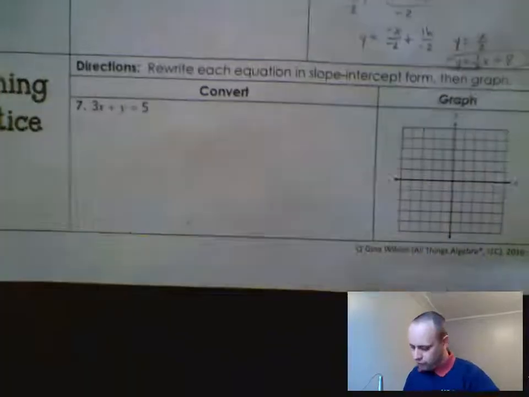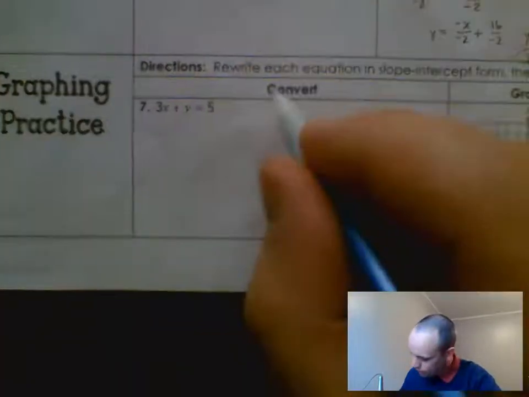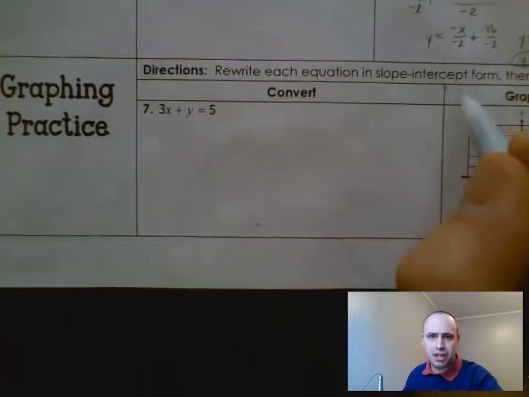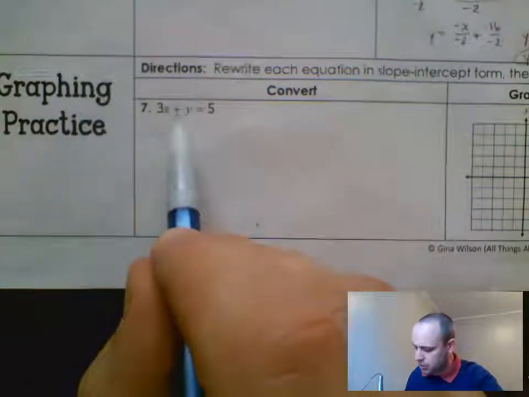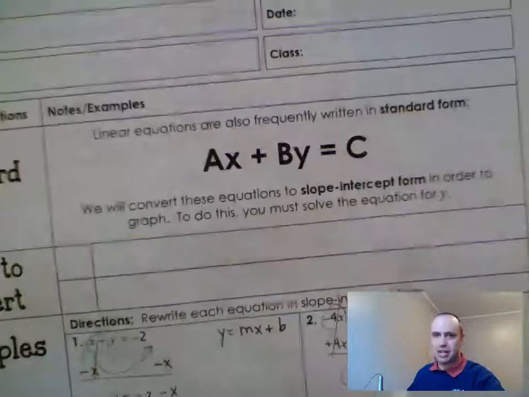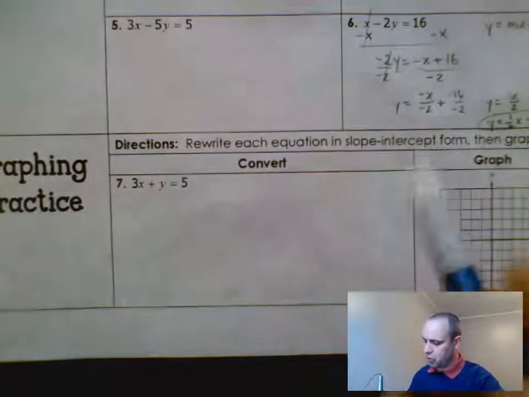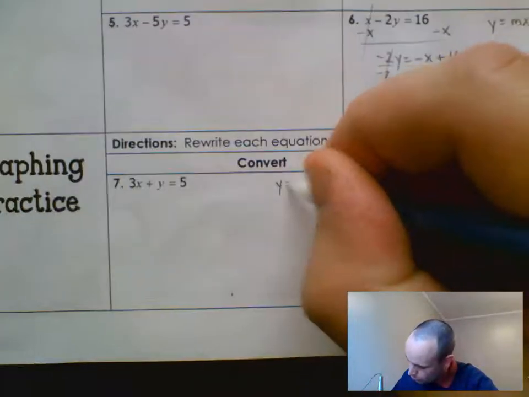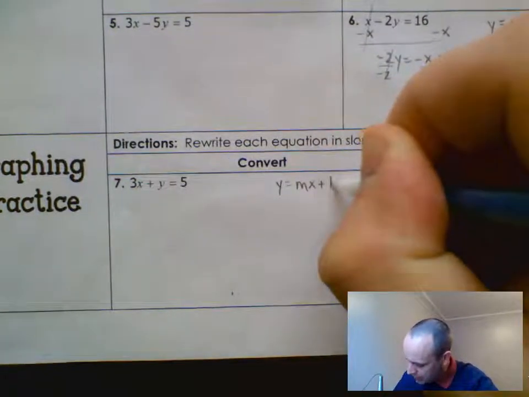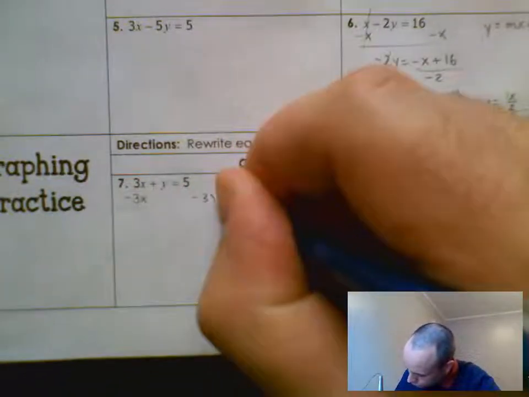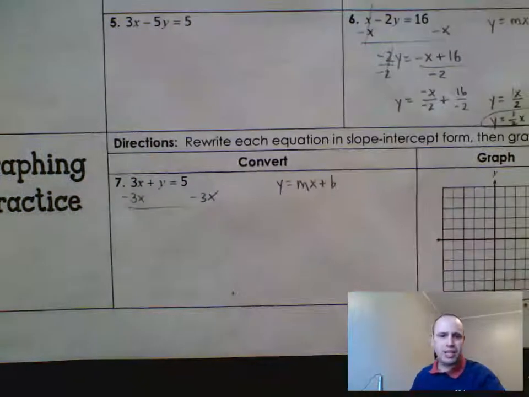All right, so for this one, we wanted to convert it to slope-intercept form. It's in ax plus by equals c, so it's in standard form. We want to get it to slope-intercept form, which is y equals mx plus b. So we're going to minus 3x from both sides of the equal sign.